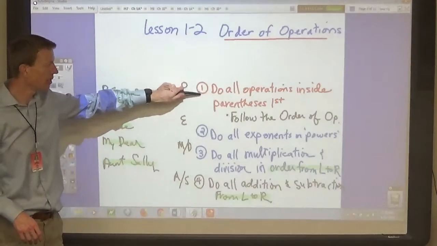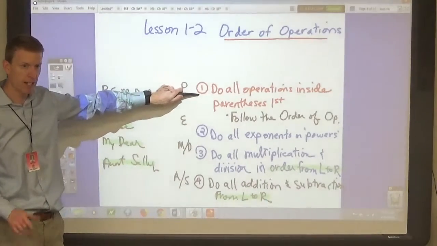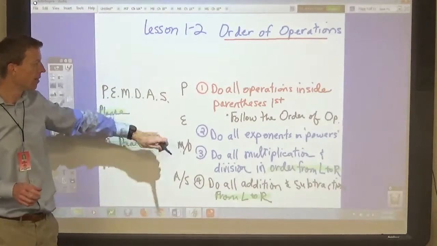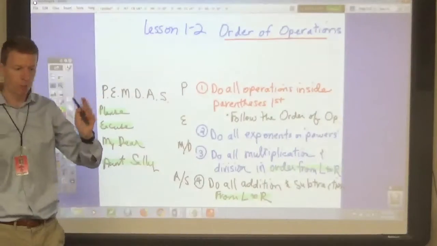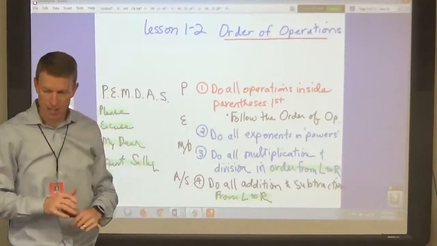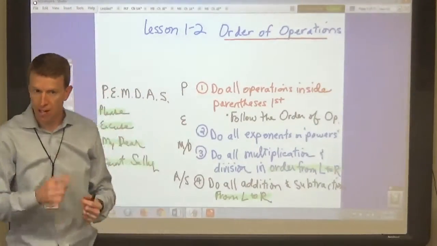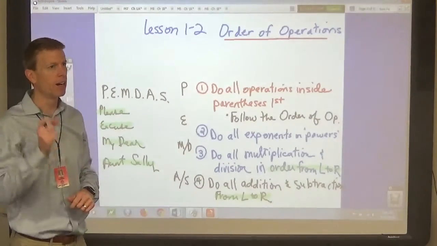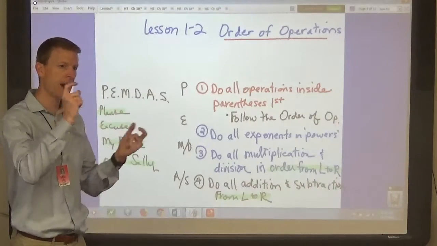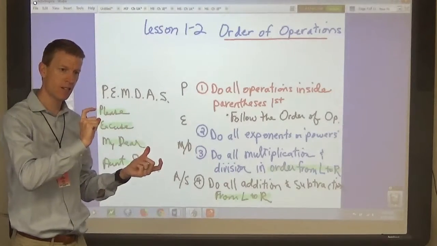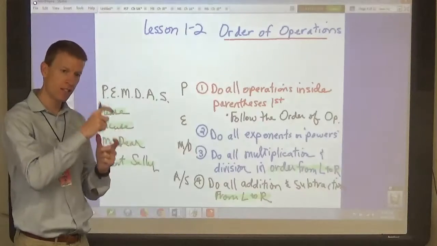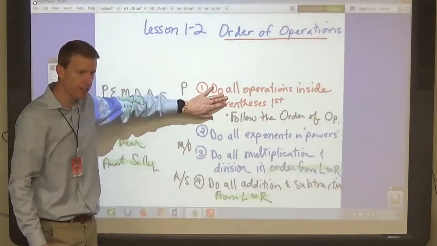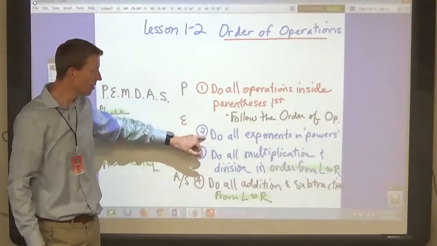So you have to complete all of the work that's inside parentheses first. And if there are multiple different operations inside the parentheses, then you have to follow the order of operations inside the parentheses as well. So if there are powers and subtraction in the parentheses, you have to do the powers first and then the subtraction, and so on. Once you do everything in parentheses that you can do, then you move on to the next step.